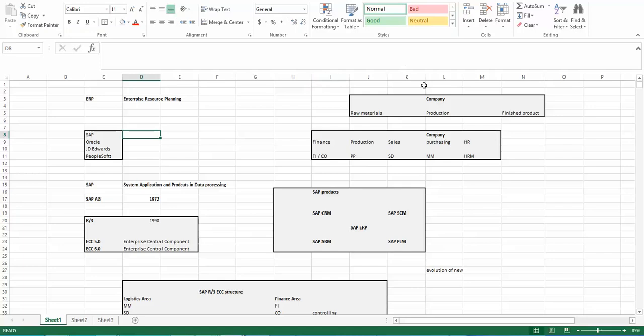Let's take an example of a company which manufactures a product ABC. So what does a company do? If it manufactures something, it will need raw material. It would require a production plan using which it will create a finished product. In order to run the cycle, and finally the finished product needs to be sold.